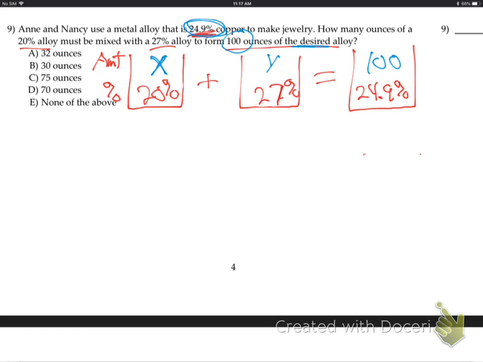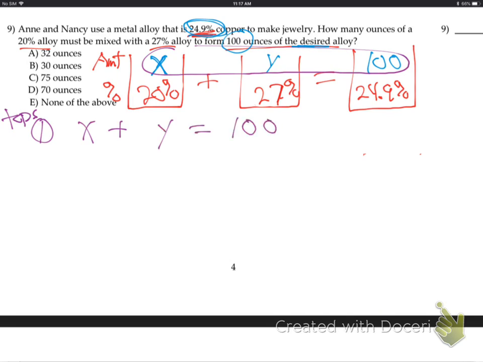All right, and now, so there's my picture, but how do I get my equations out? So the first, two letters, we need two equations. How do you get your first equation? Yeah, just the tops. So just right across the tops. X plus Y is 100. Top, top, top. How do you get your second equation?